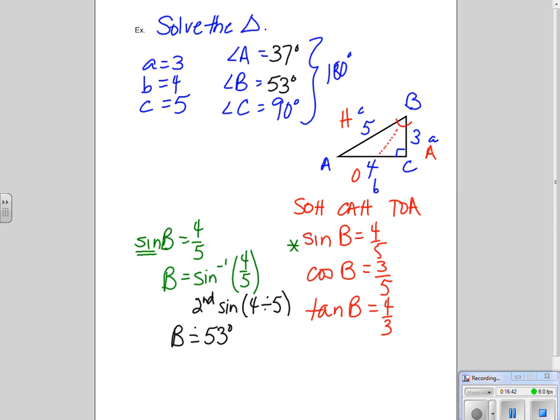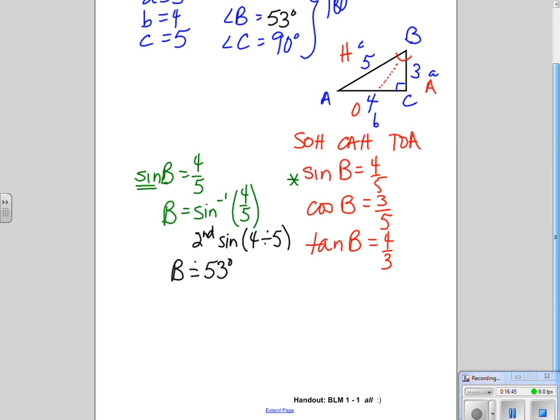So you have some practice with trig. You have a handout that I have in class for you to work on for the rest of the period.